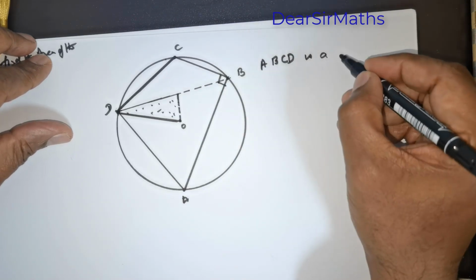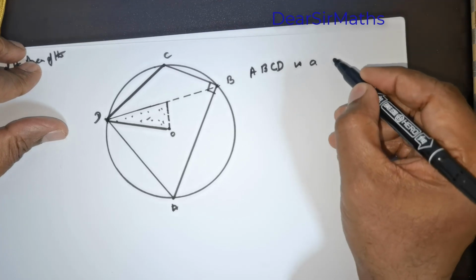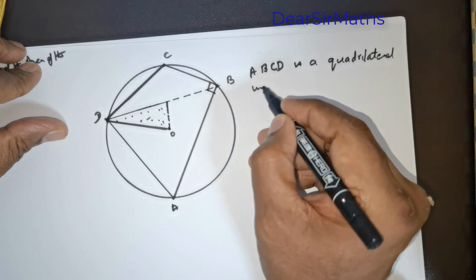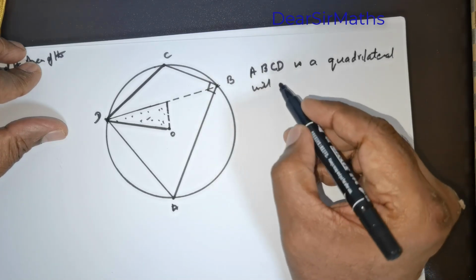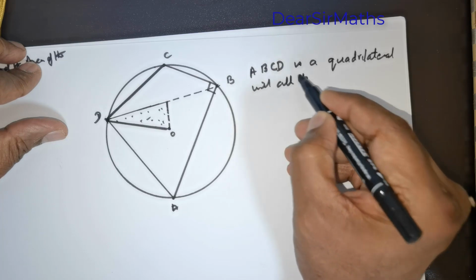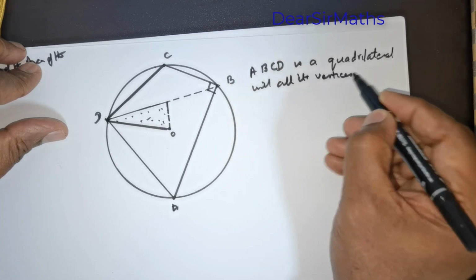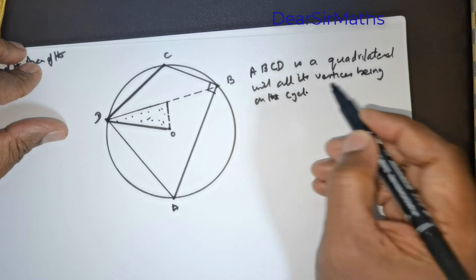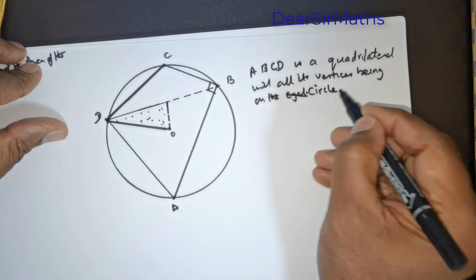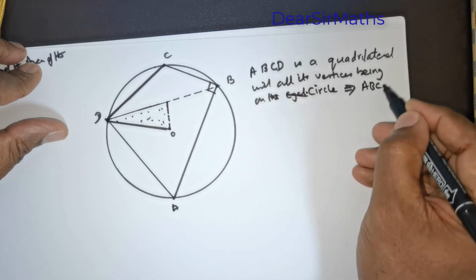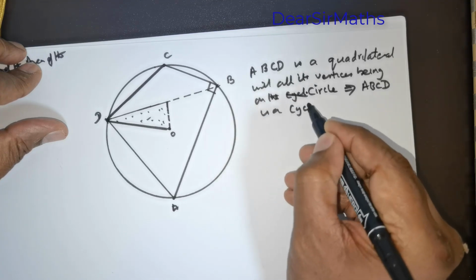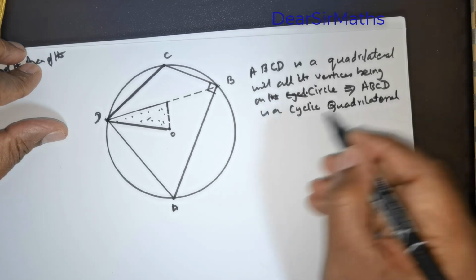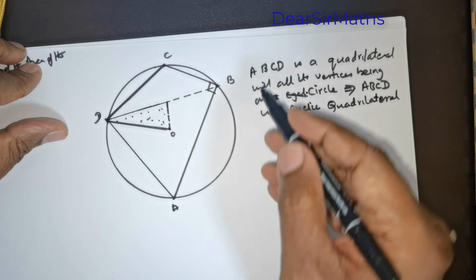Now let's start. ABCD is a quadrilateral with all its vertices being on the circle. Okay, this means ABCD is a cyclic quadrilateral. Okay, that's the first observation.